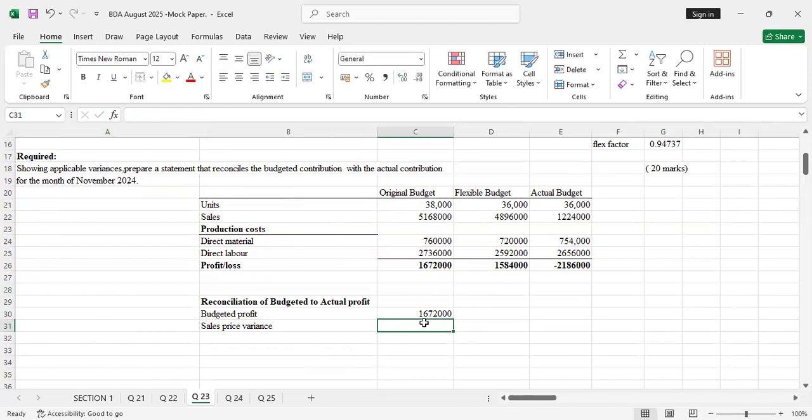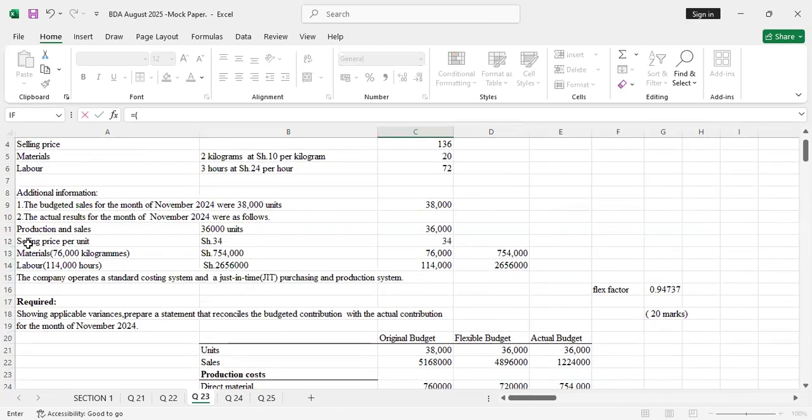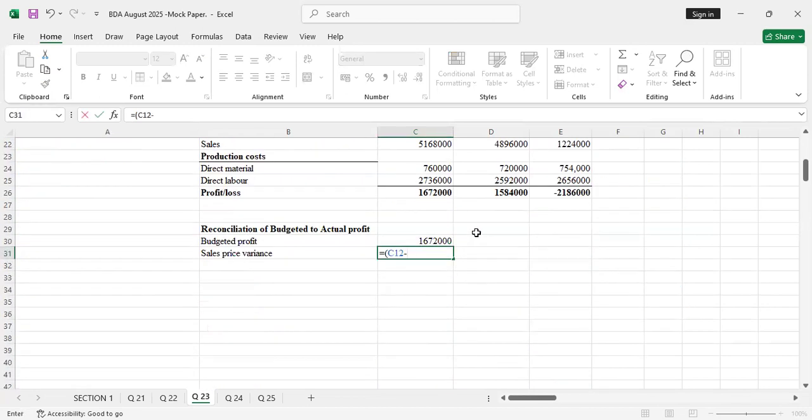What is the formula for the sales price variance? So this is the formula. Sales price variance equals to, then bracket. You take the actual price. So actual price was how much? The actual selling price. We are told selling price was shillings 34 per unit. So that's the actual. We sold at 34, but we subtract the budgeted price.